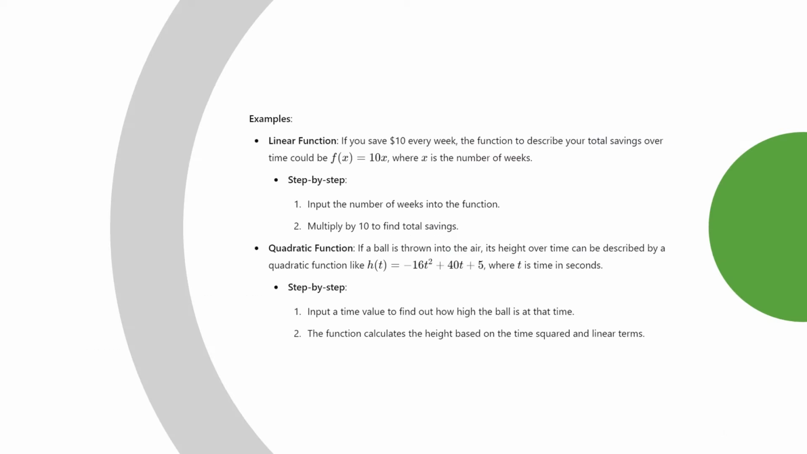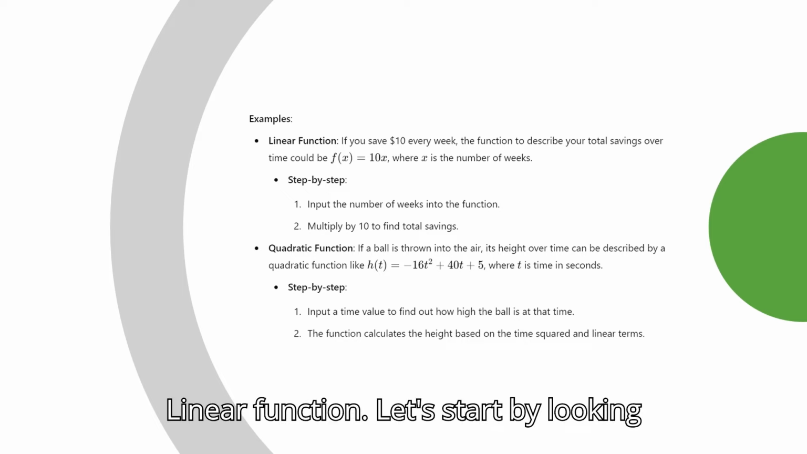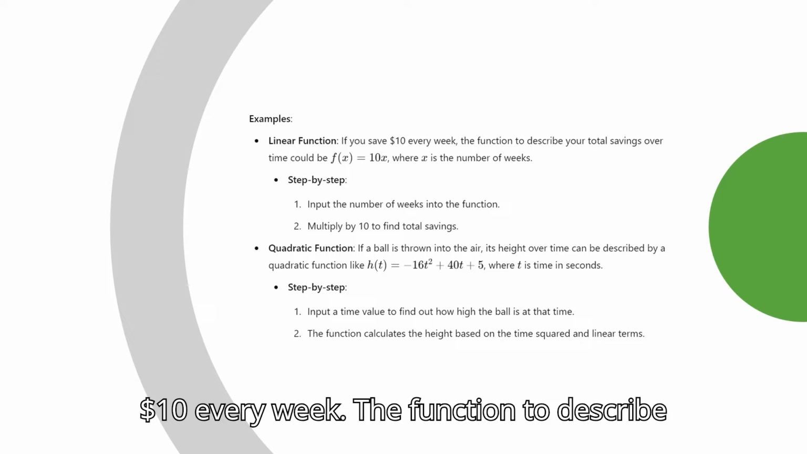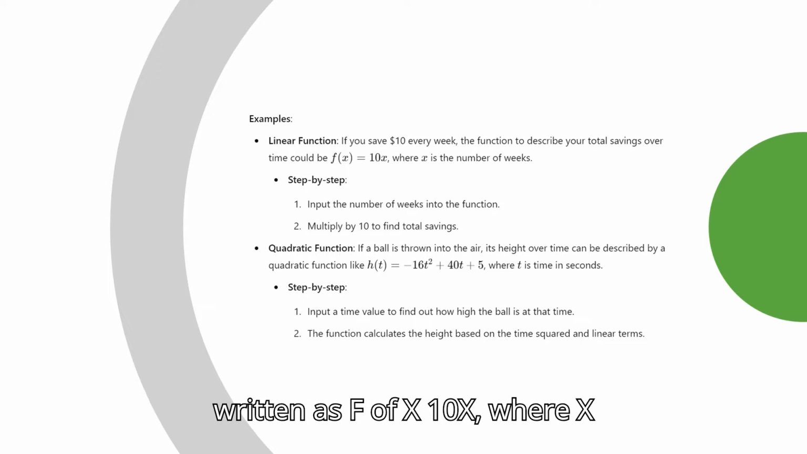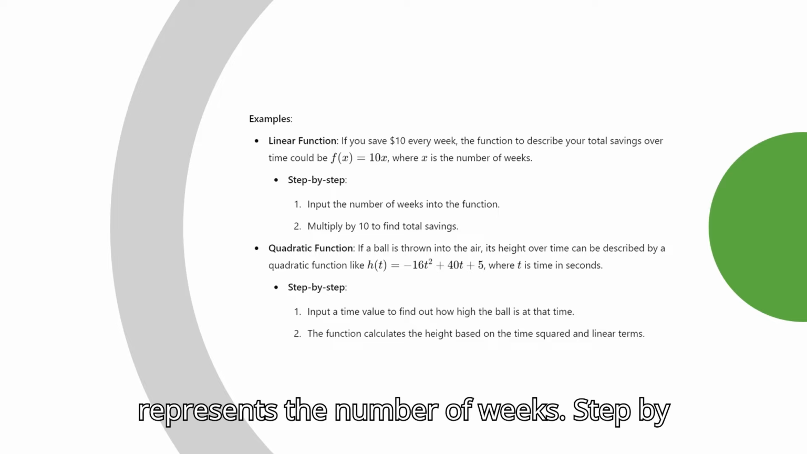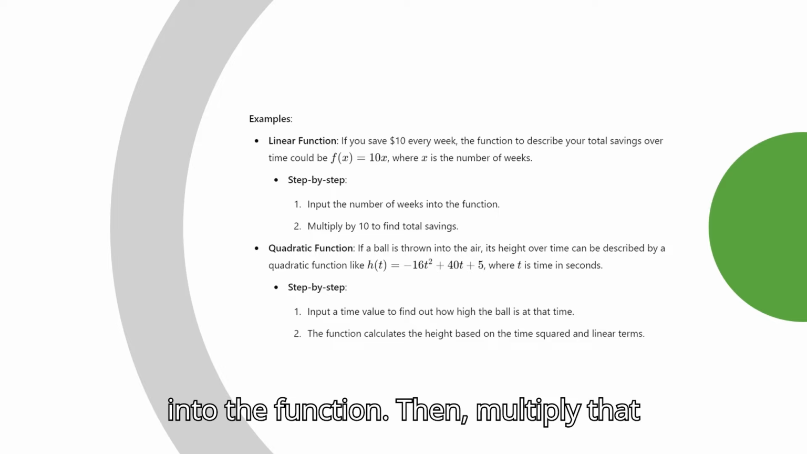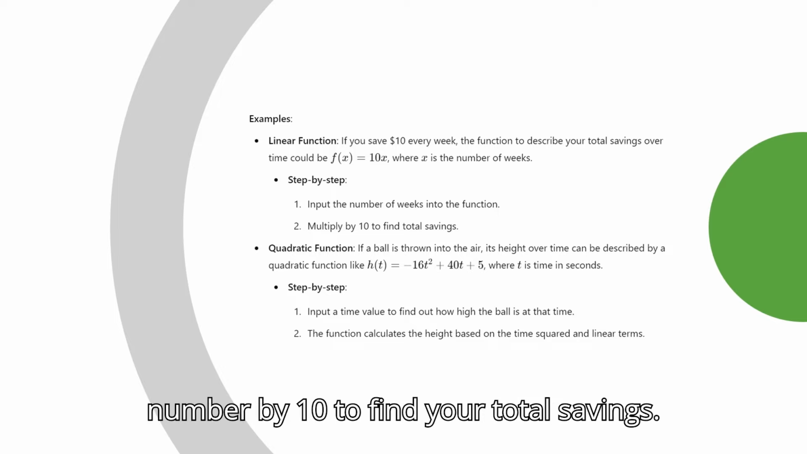Example problems. Linear function. Let's start by looking at a linear function. Suppose you save $10 every week. The function to describe your total savings over time can be written as f of x equals 10x, where x represents the number of weeks. Step by step. First, input the number of weeks into the function. Then, multiply that number by 10 to find your total savings.